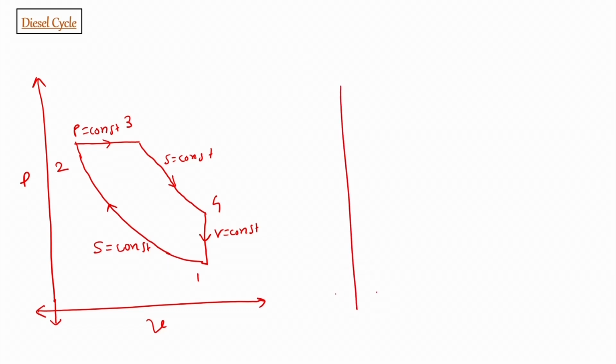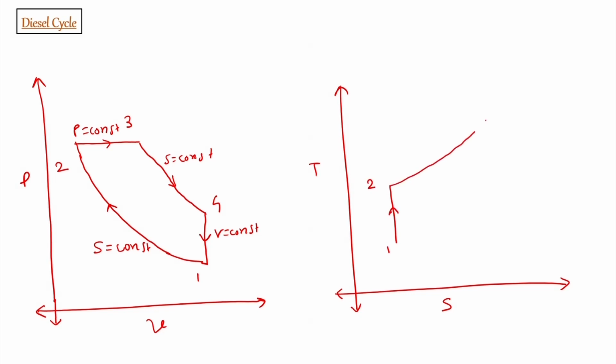So the diesel cycle on TS chart would look like this, where 1 to 2 is isentropic process, 2 to 3 is constant pressure heat addition, 3 to 4 is isentropic expansion. So it is a vertical line, and then we have 4 to 1 as constant volume heat rejection. So these are the 4 processes which constitute the diesel cycle.